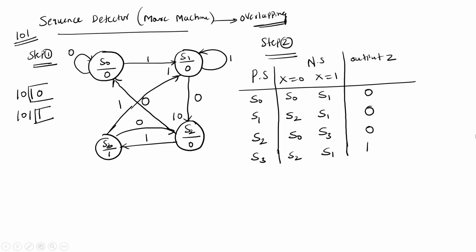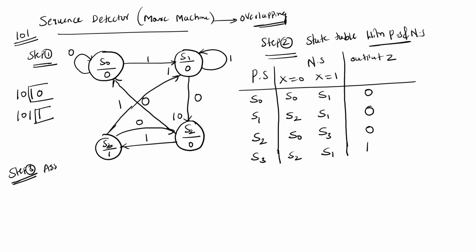Okay, so this is nothing but the state table with present state and next state. And what is the next step? Step 3.